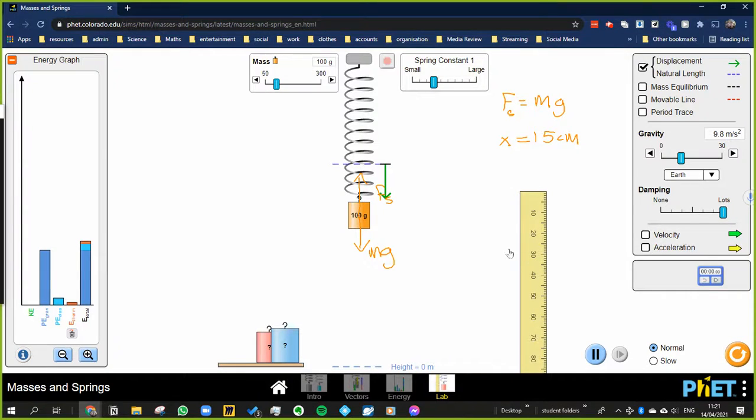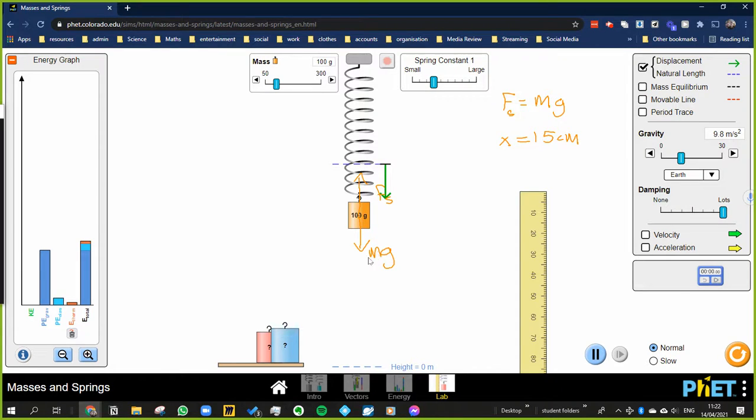So we've got a spring, and we're attaching a mass to it. When we attach a mass, it's going to extend the spring. The force that we're applying to the spring is going to be equal to mg. In this case, m is 100 grams or 0.1 kilograms. So we could say the force, the weight, is equal to 0.1 g.